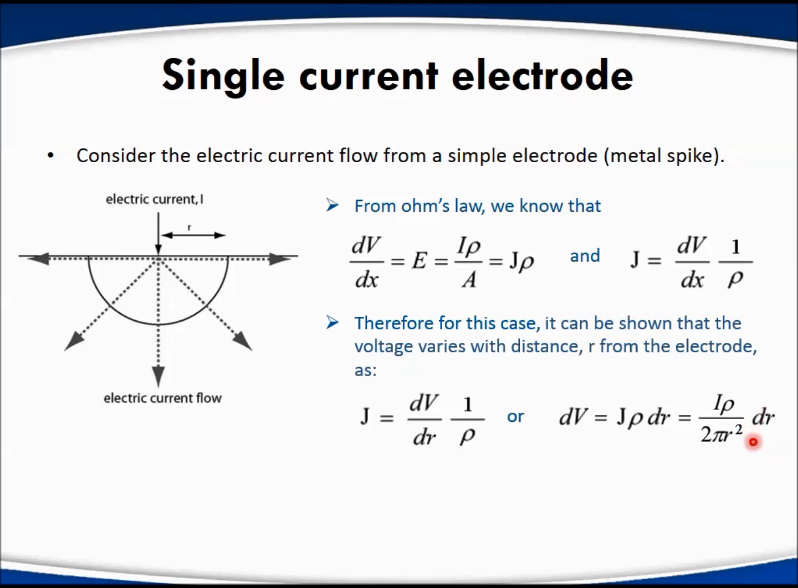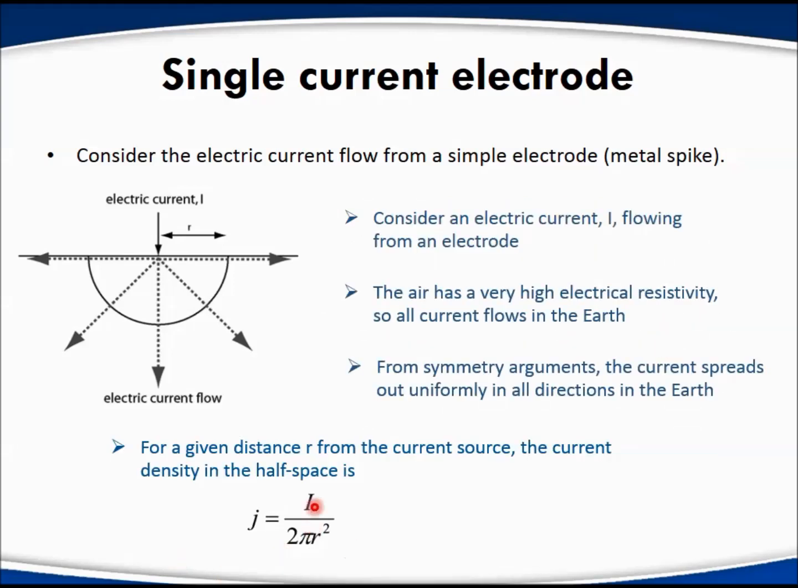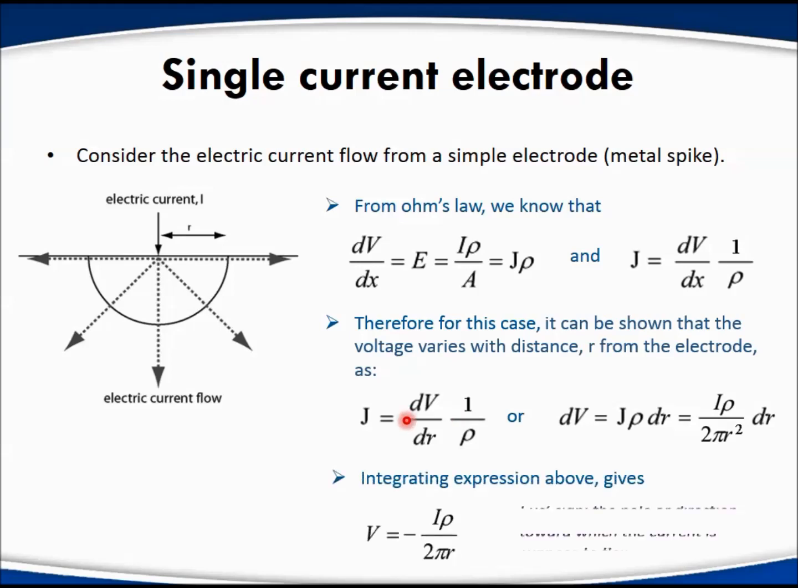And we got I rho over 2 pi r squared. We just insert the resistivity, rho, into the equation that we learned just now. From this equation we insert rho because we need to consider the resistivity of the material as well. Integrating the expression, voltage can be described as voltage equals minus I rho over 2 pi r, because it is again the supposed flow of current.